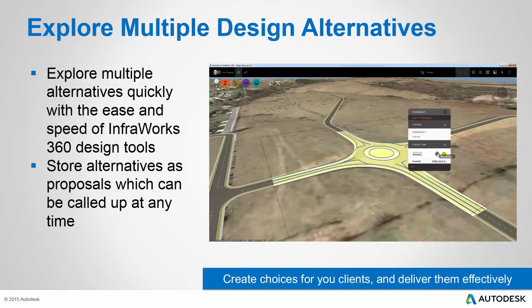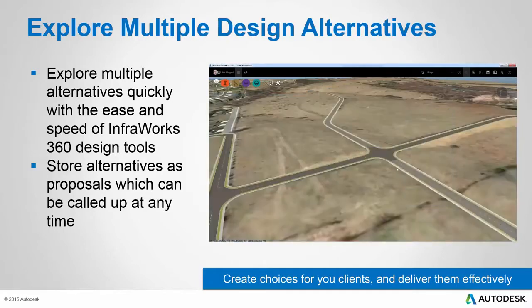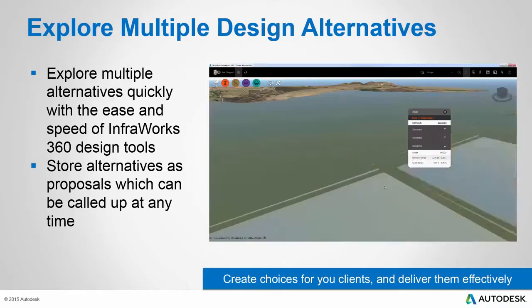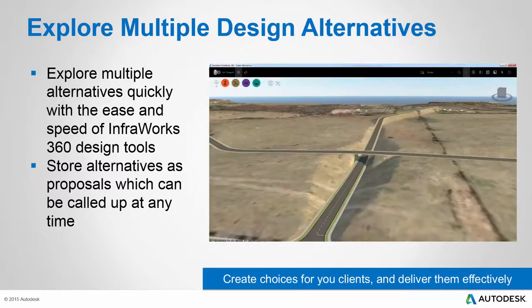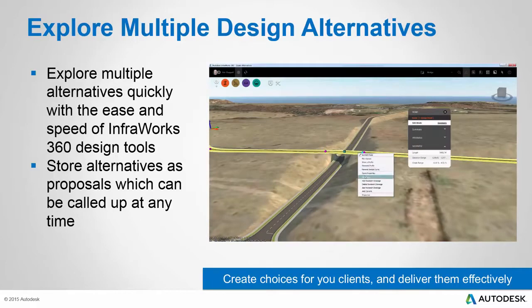And then our final design alternative is going to be a bridge. And because of how quick and easy it is to make changes and to add design elements into your InfraWorks 360 model, our designer is able to create the intersection, roundabout, and now bridge design very quickly. Here you can see it's just a matter of right-clicking the road and selecting Add Bridge and picking the start and end point of the bridge.